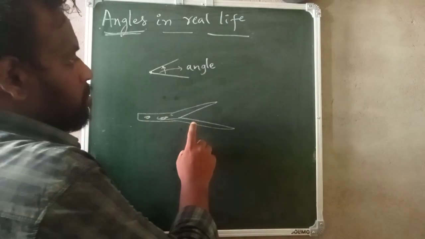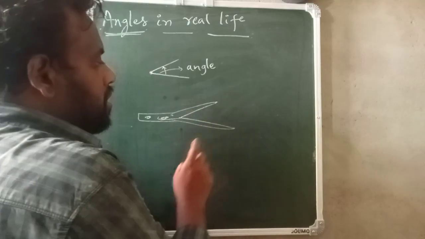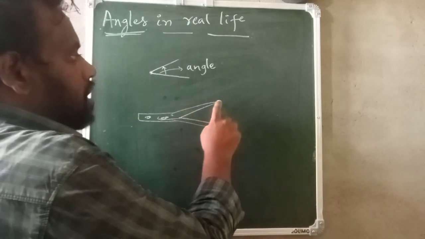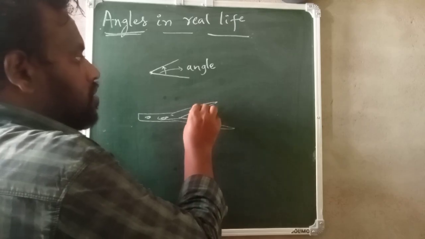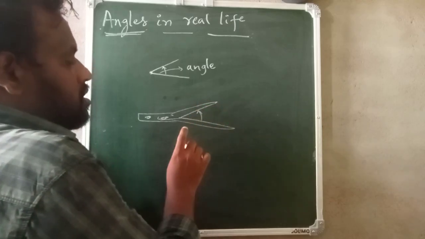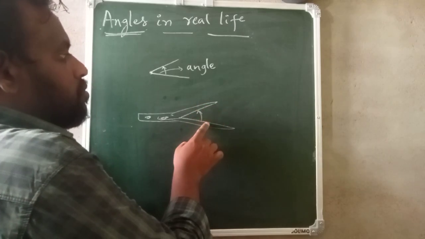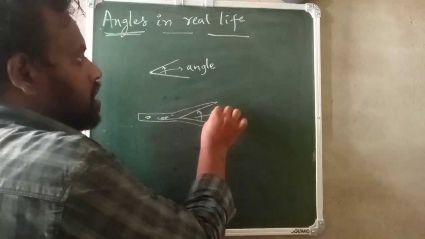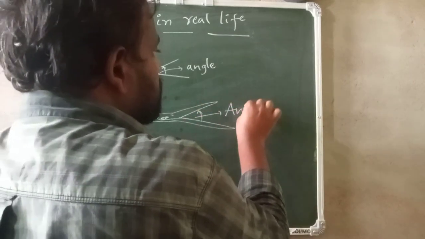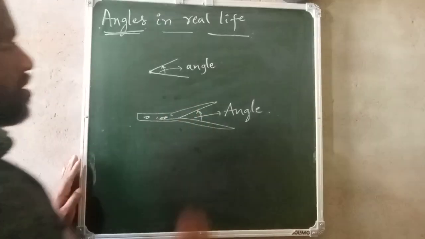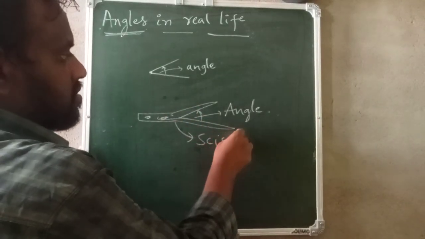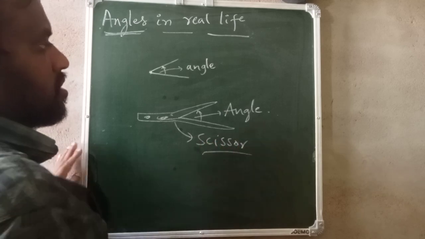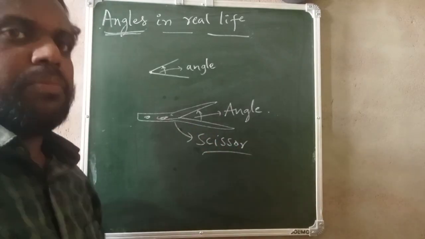So see, between this and this blade, this is a blade and this is another blade. So whatever is there here, this is angle. The space that's formed between the blade 1 and blade 2, this is the angle. So this is scissor. Okay, so this is a real life example for the angle.